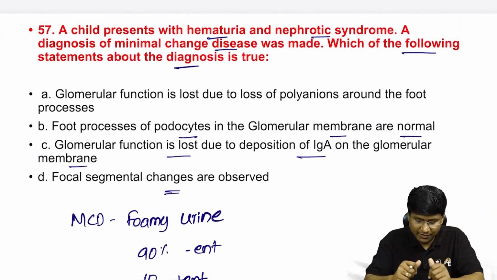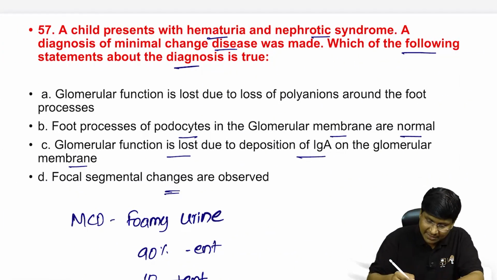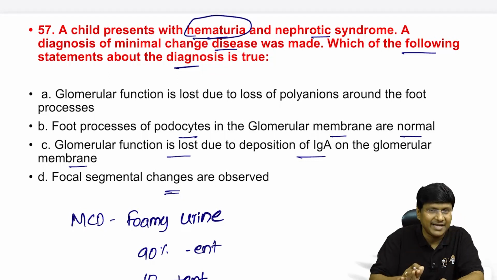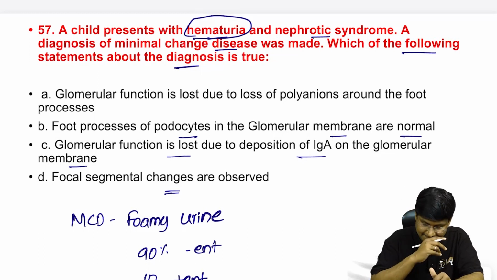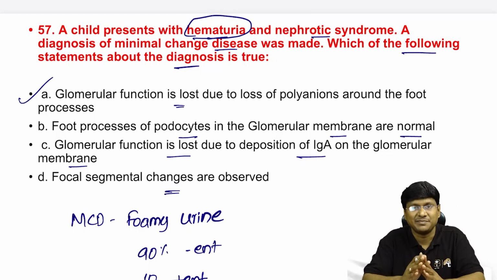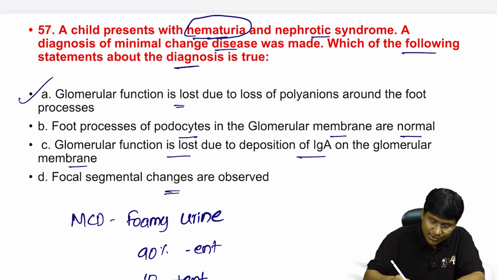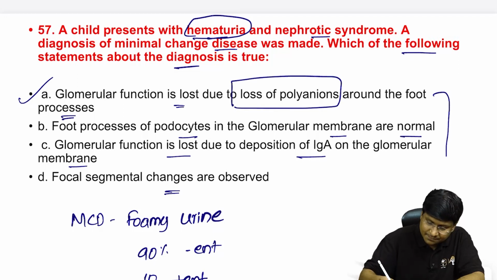Okay, so now if you see this question of nephrotic syndrome, in nephrotic syndrome, hematuria is a rare entity, and that too in minimal change disease, it is observed only in 10% of patients. Now, glomerular function is lost due to loss of polyanion around the foot process. That is a correct statement, and that is a true statement. And due to loss of this polyanion around the foot processes, you will observe that there is fusion of the foot processes.